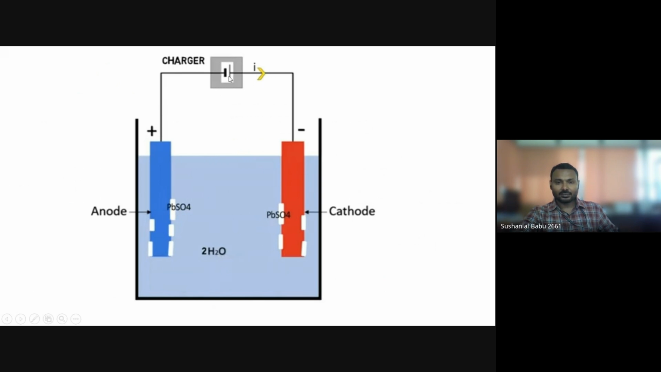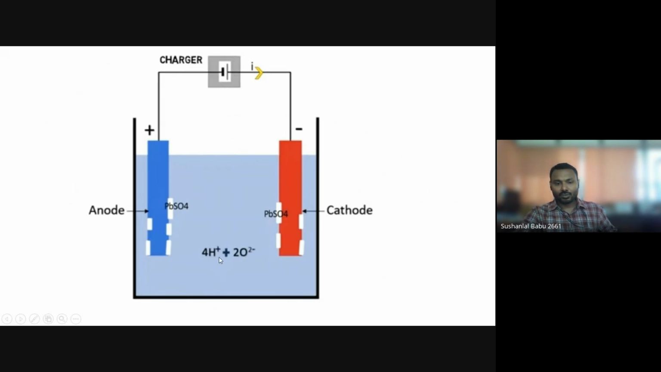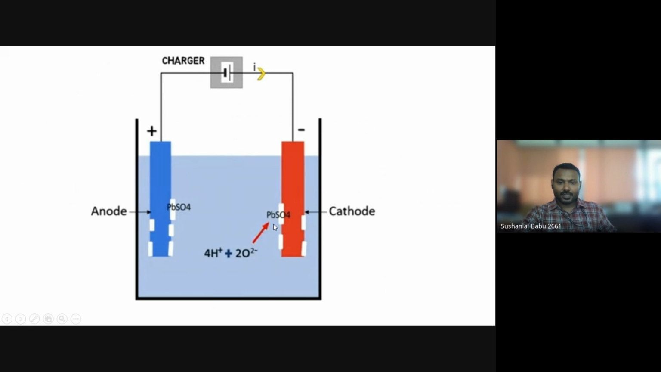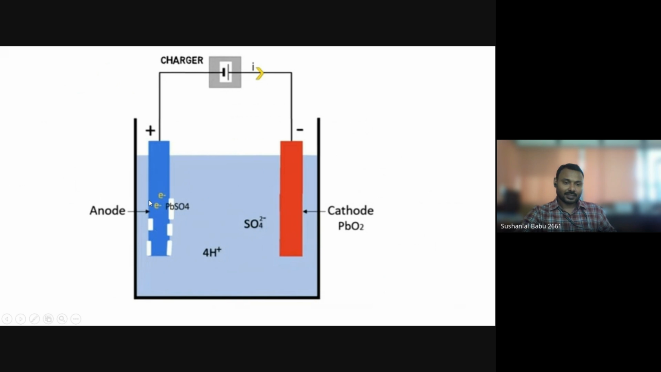We will connect it using electricity. We are going to charge. What will happen? This H2O will decompose to form 4H+ plus 2O2-, and we know that. So this O2- will again go back to the cathode to form PbO2 and SO4 2- by releasing electrons. This released electron will move to the anode, where the rest of the reaction will happen.